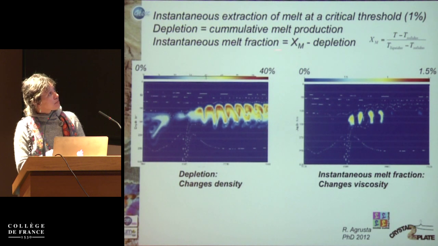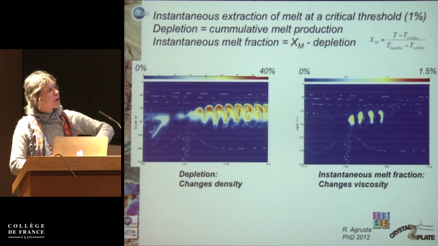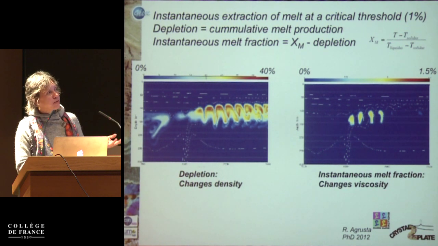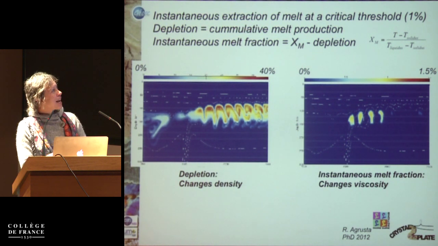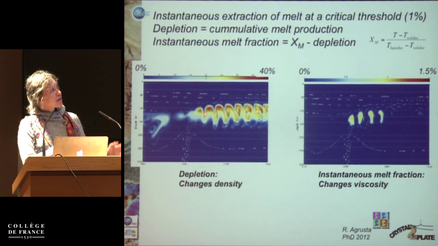And when you put this kind of data, you can have a very strong variation on what is the instantaneous melt fraction that you keep in the system. At least the threshold melt here is 1%, so everything that's more than 1% is artificially extracted from the system. But you also have the depletion. The depletion is dependent on the cumulative melt fraction. So the more you melt, the more you deplete.